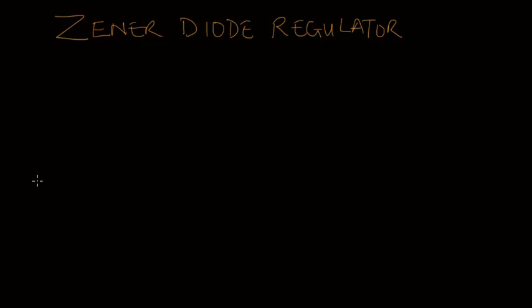So in today's class, we are going to see how the Zener diode regulator operates. Basically, we'll be looking at a simple Zener diode circuit, and then we'll be deriving expressions for the maximum Zener current and then solving an example. So let us dive into the topic fully.